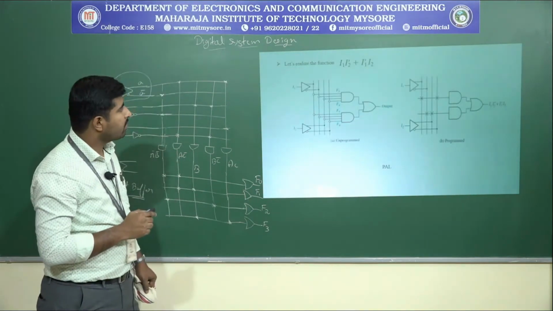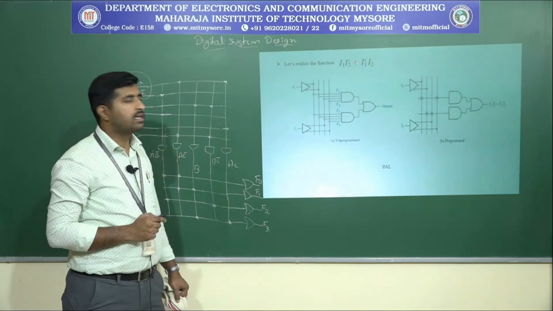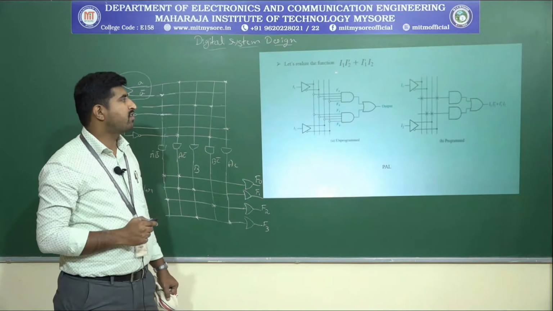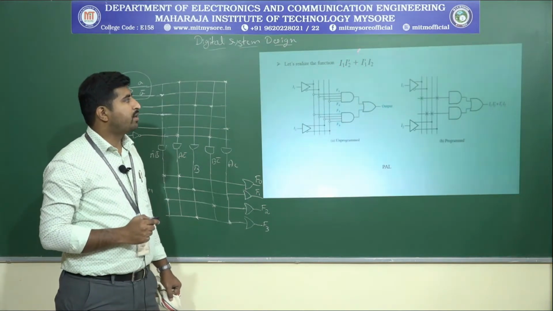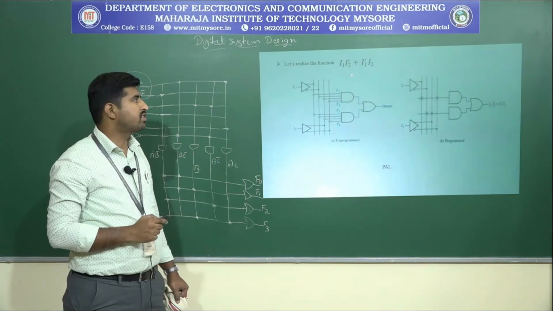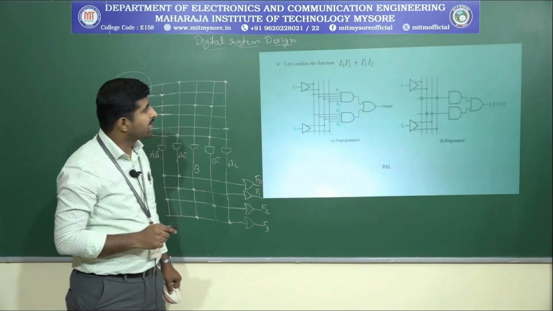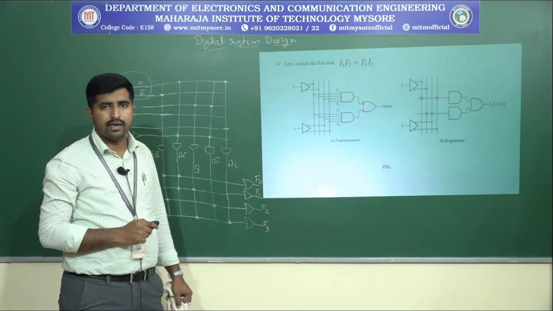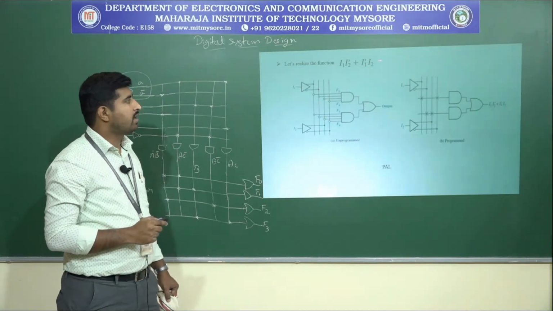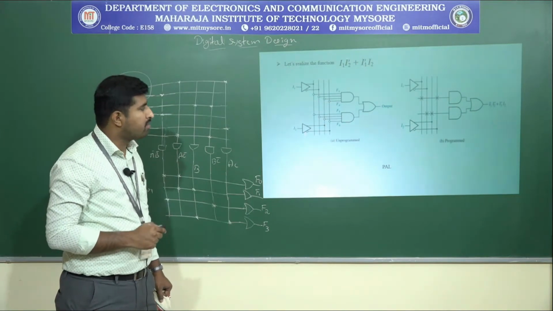Let's realize this function. I1 and I2 are the inputs. We need to implement the function I1 I2 dash plus I1 dash I2. So this is similar to an XOR gate actually, right? So how to implement it? This is the unprogrammed one.